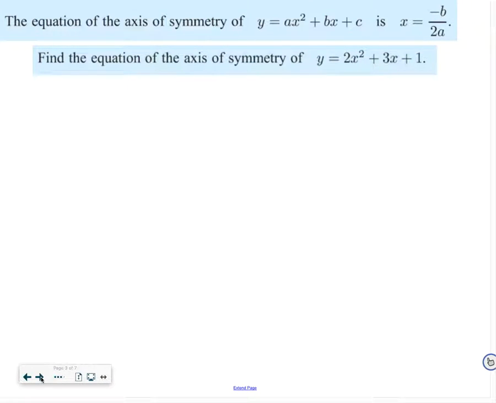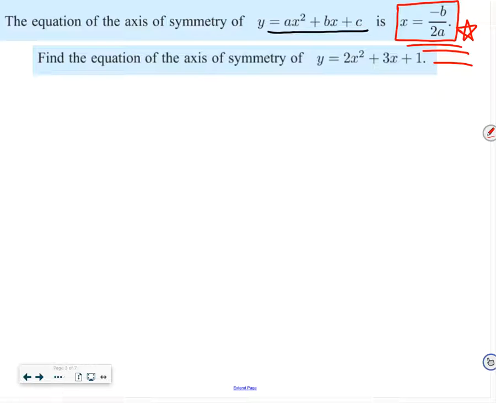Sometimes we just want to find the axis of symmetry from our equation. If we're given the equation in standard form, our axis of symmetry is always going to be x equals negative b over 2a. This is a very important formula to make sure you have in your notes. We'll use it a lot.